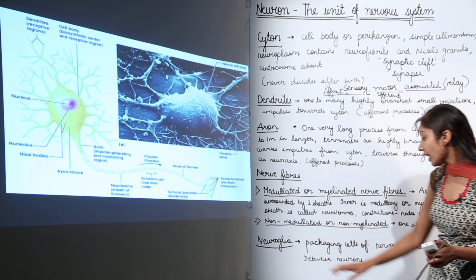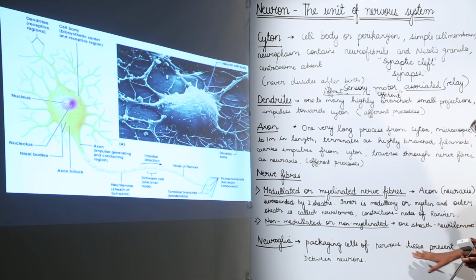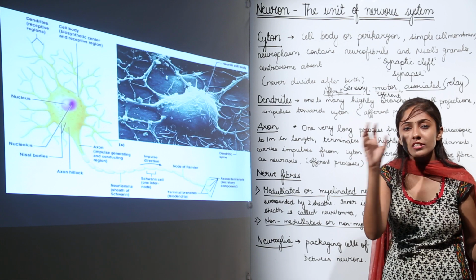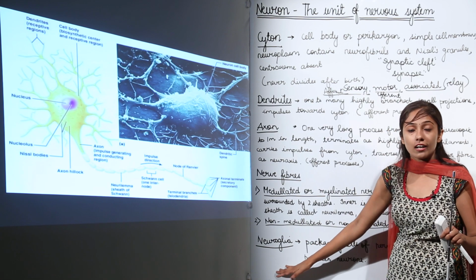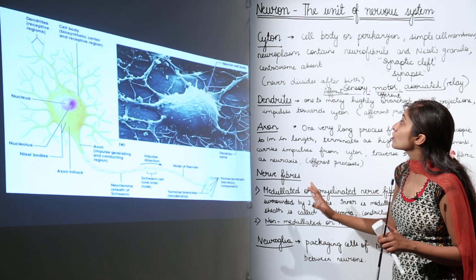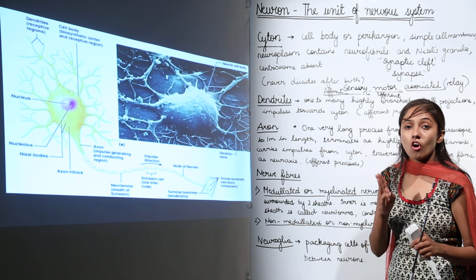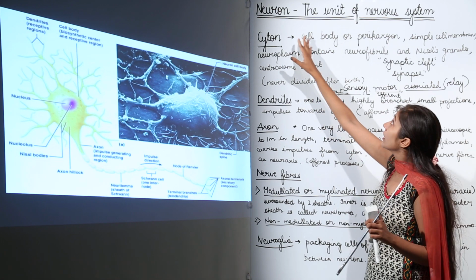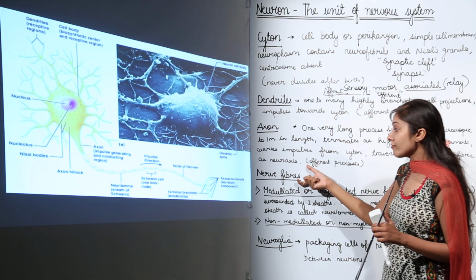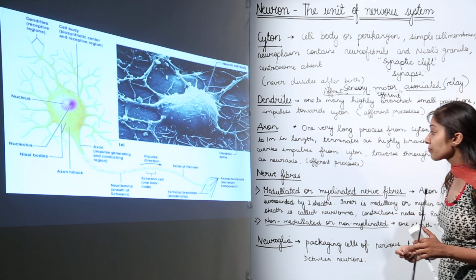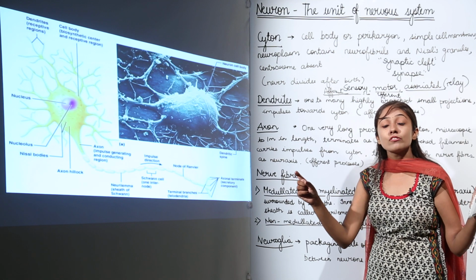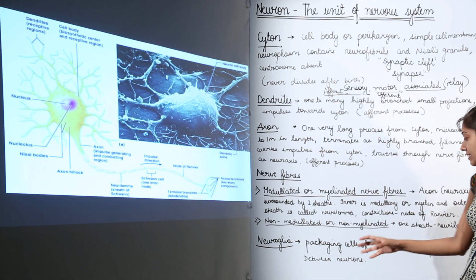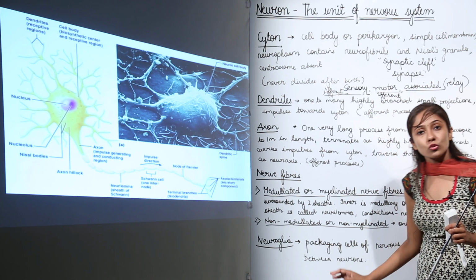Neuroglia are the packaging cells of nervous tissue present in between the neurons. So, we have discussed the three components of nervous tissue: the neuron, which is a very important unit of the nervous system; then nerve fibers, of which we have two types, which are the axons that have one or more sheaths; and then neuroglia, the packaging cells present in between the neurons.